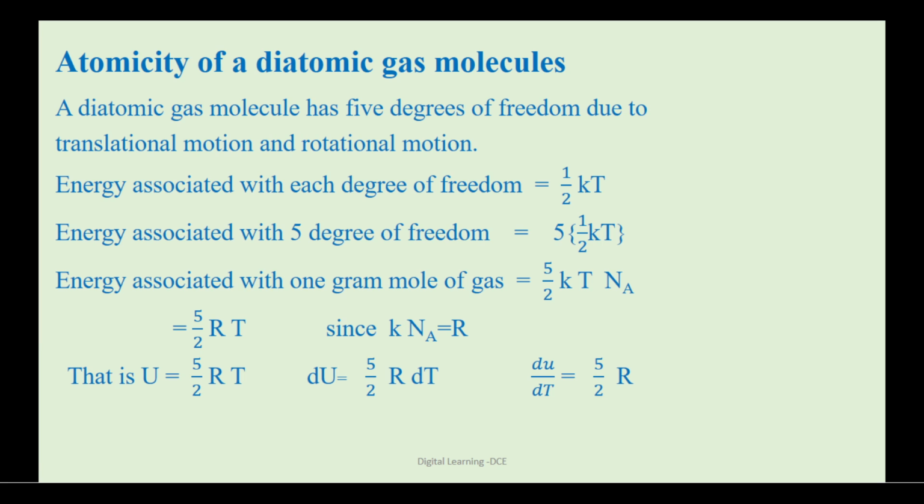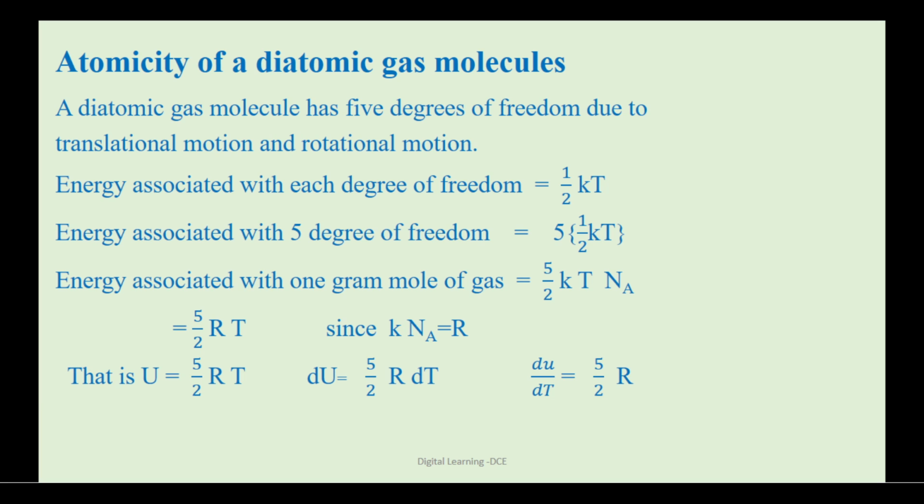First, let us consider the degrees of freedom for diatomic gas molecules. The total degrees of freedom for a diatomic gas molecule is equal to 5, meaning a diatomic gas molecule has 3 translational degrees of freedom and 2 rotational degrees of freedom. Therefore, the total number of degrees of freedom is equal to 5.